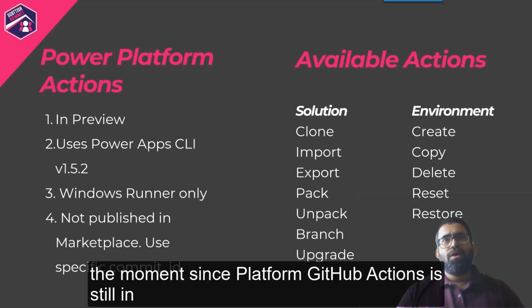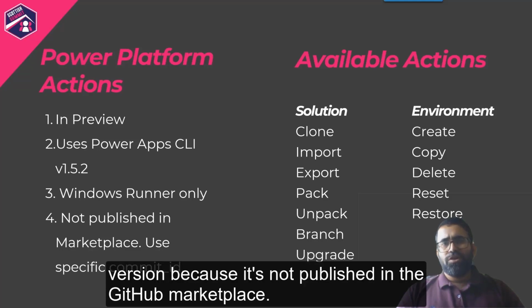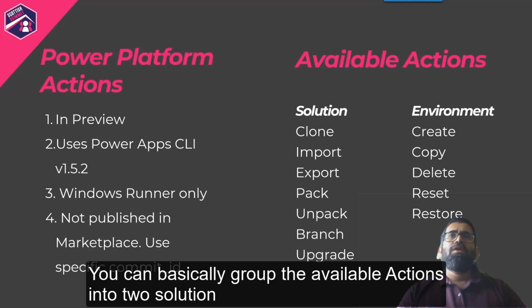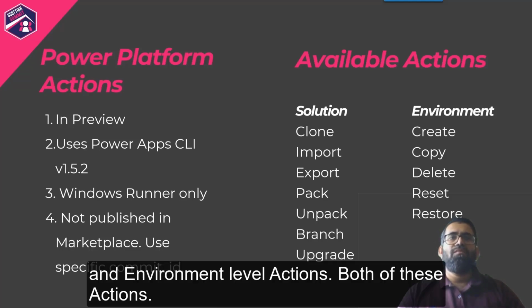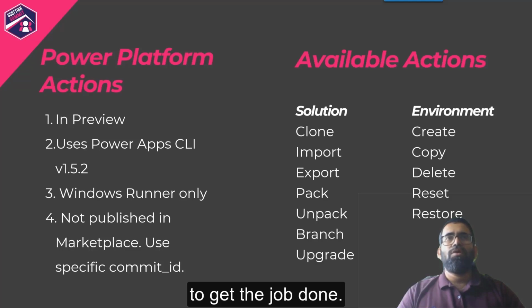Since Power Platform GitHub Actions is still in preview, you also need to reference a specific commit ID or version because it's not published in the GitHub Marketplace. This is another limitation at the moment. You can group the available actions into two: solution level actions and environment level actions. Both of these use tools such as Solution Packager and Power Apps CLI to get the job done.